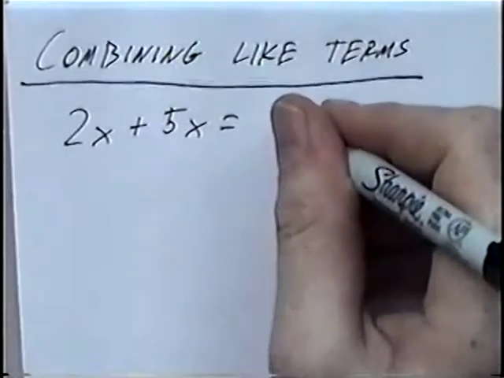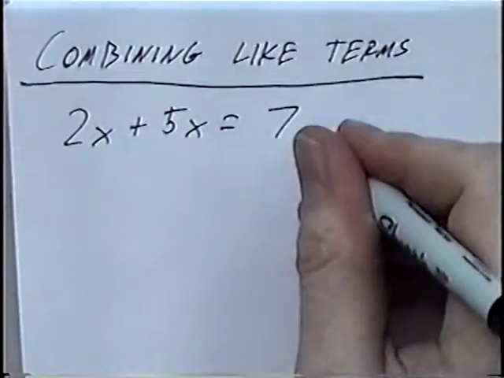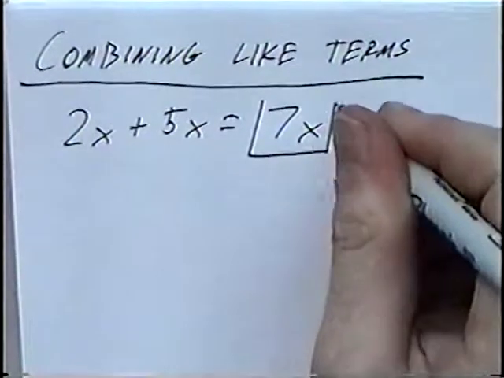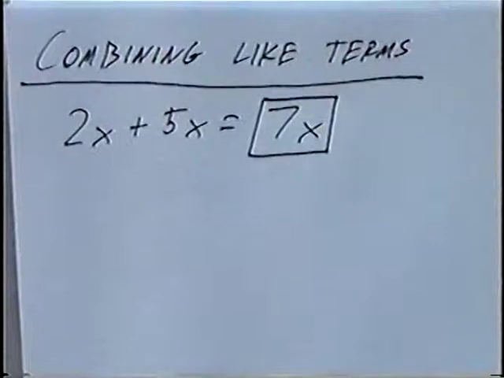2 plus 5 would be 7. And the like term, the variable x, would stay the same. So the answer would be 7x. 2x plus 5x is 7x.